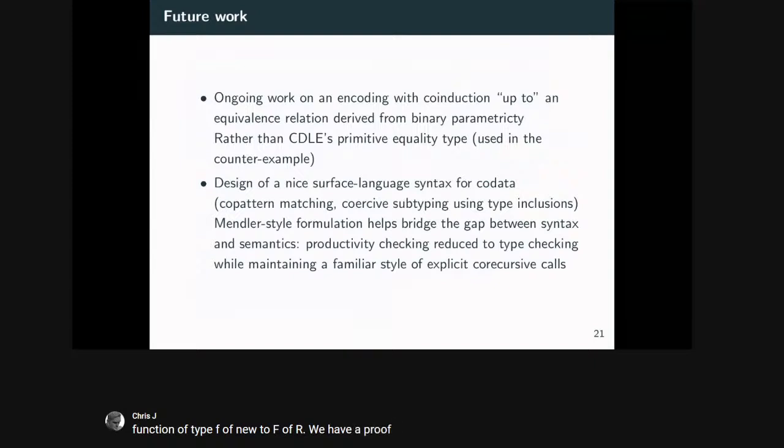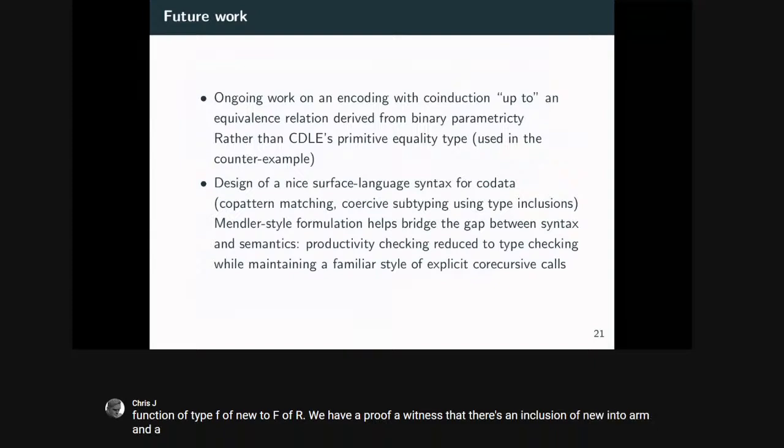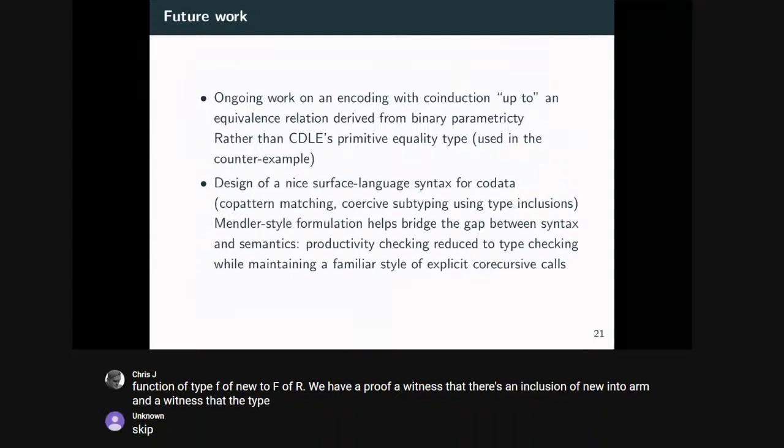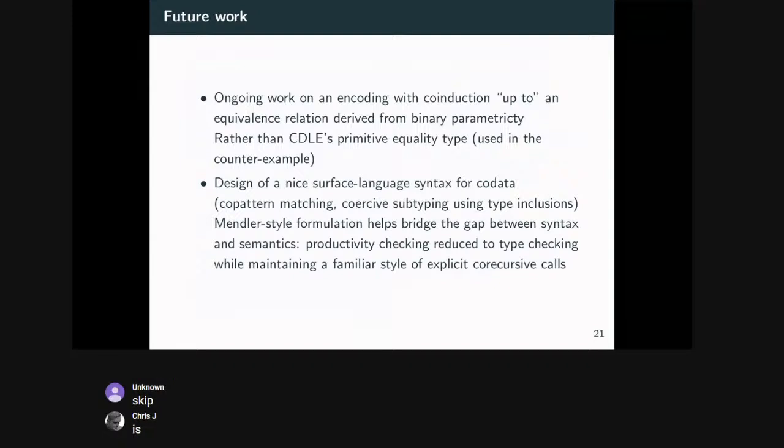That's more of the semantic side. On the syntactic side, we're looking at designing a nice surface language for codata that involves co-pattern matching and using coercive subtyping to infer the insertions of these type inclusions. But the Mendler-style formulation does help to bridge the gap between syntax and semantics because productivity checking is reduced to type checking while maintaining a familiar style of making explicit co-recursive calls.